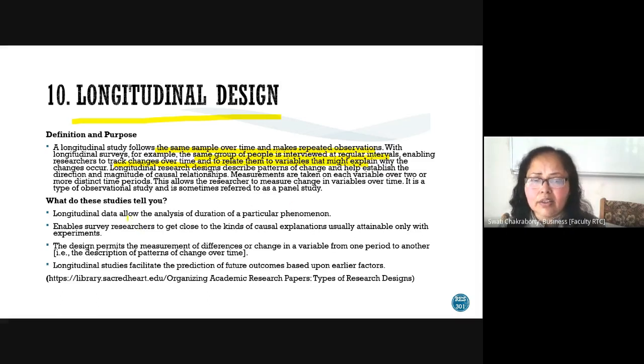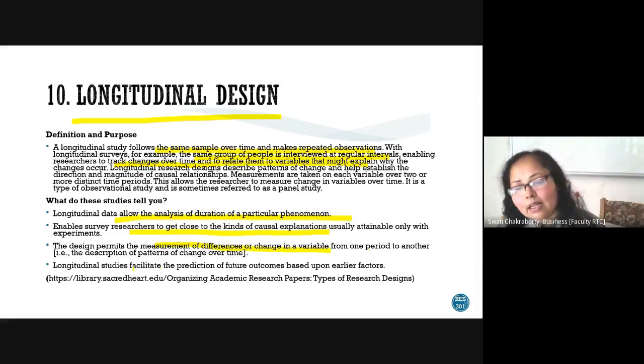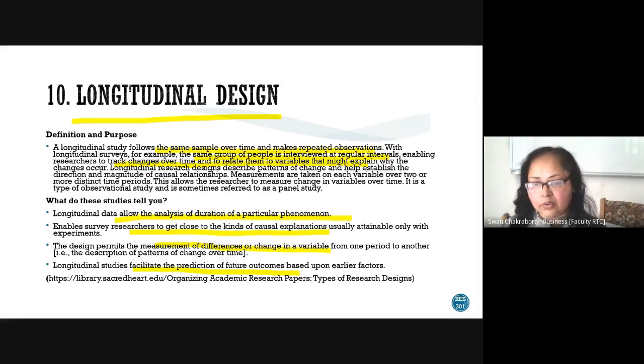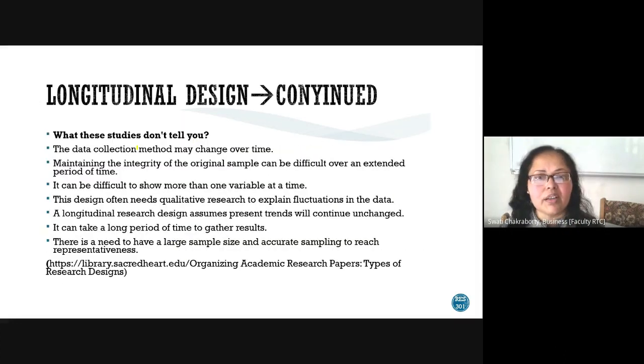What do they tell us? The longitudinal data allows for analysis of duration for a particular phenomenon. It helps researchers to get close to the kinds of causal explanations usually attainable only with experiments. And this permits the measurement of differences or change in a variable from one period to another. So changes happen, right? It also helps in predicting future outcomes based on earlier factors. What do these studies not tell us?